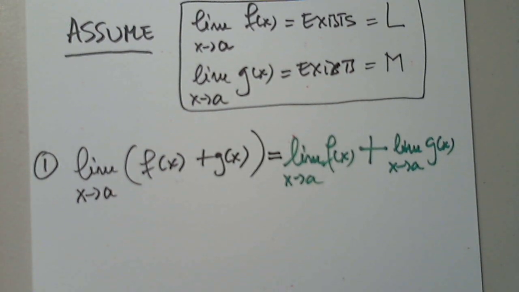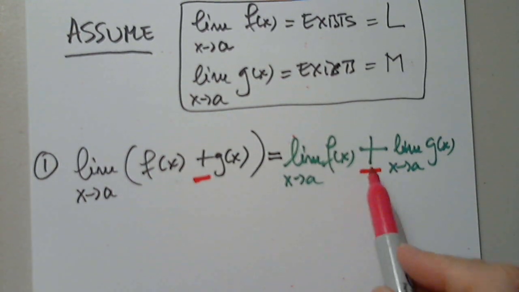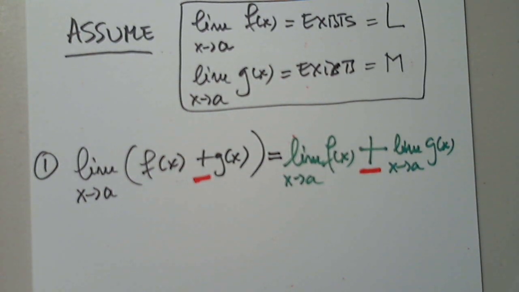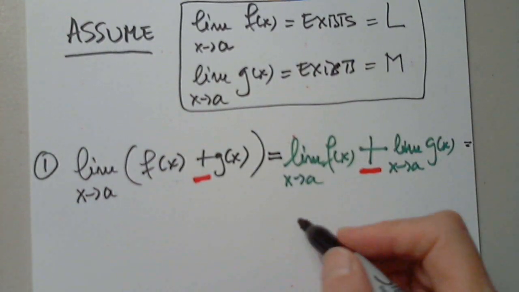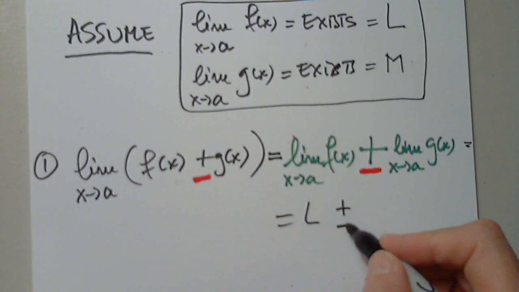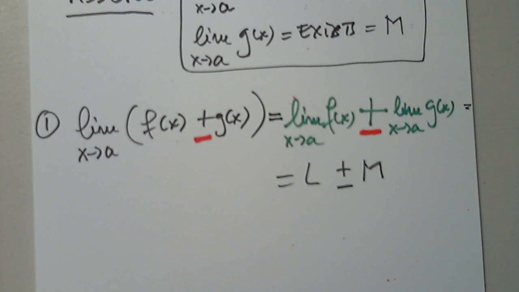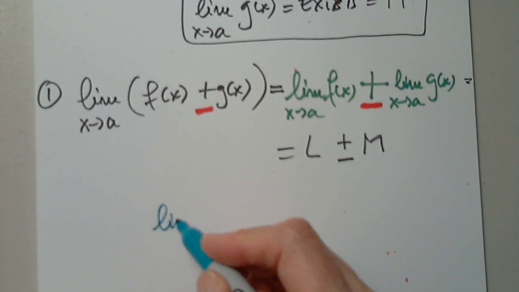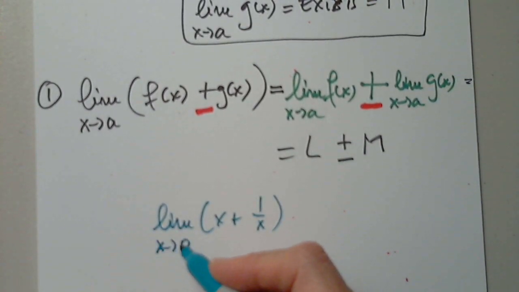I like to present both. If this is a difference, of course, this will be a difference. I like to put them together. And of course, this is L and this is M, so I'm going to write L plus or minus M. And I want an example here. Let's say the limit of x plus 1 over x as x approaches 0.